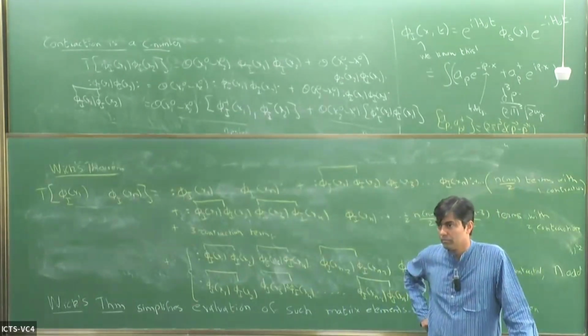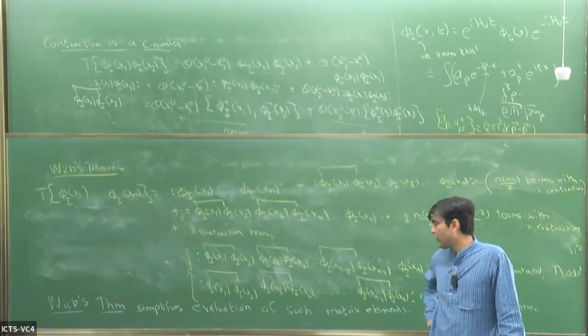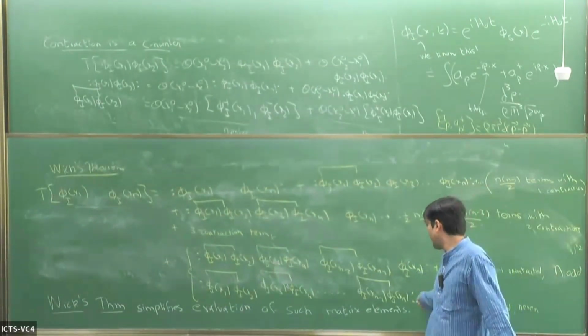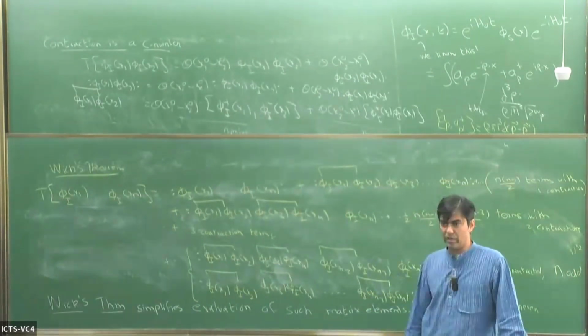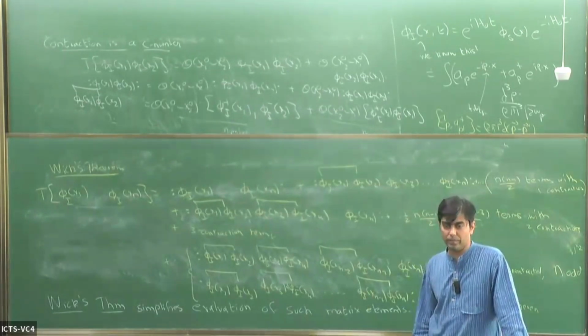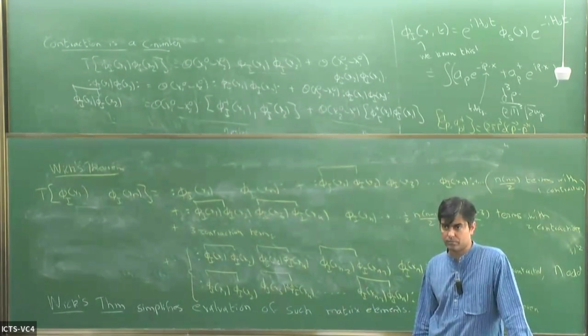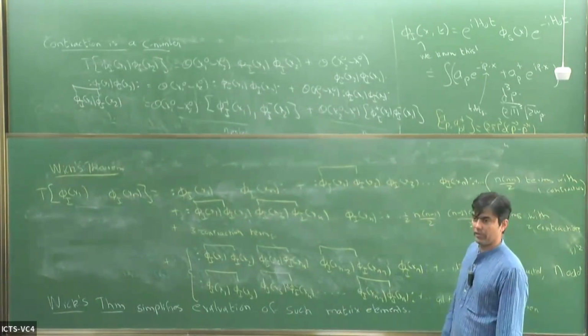First you contract and then normal order. It doesn't matter because contractions are numbers, as we just discussed. The fact that I put this inside normal ordering is kind of trivial because it's a number, and there's no normal ordering really. Okay, is this clear? So this is the statement of Wick's theorem.